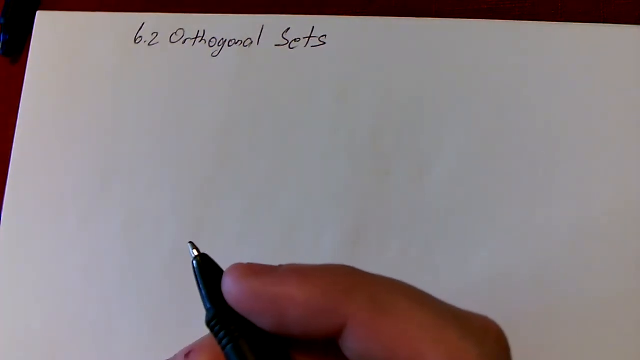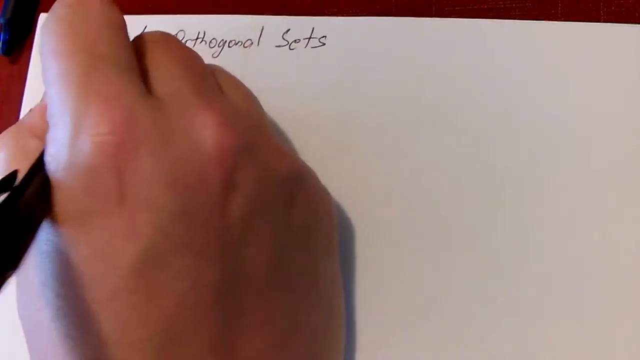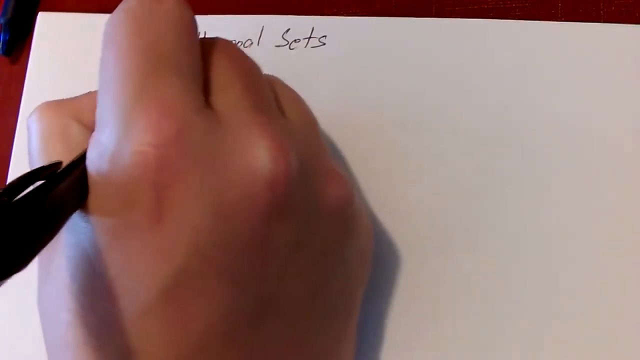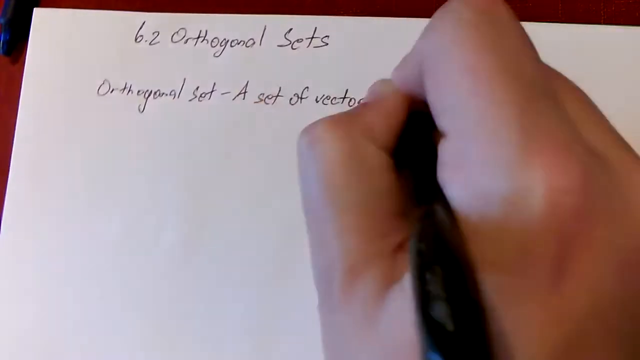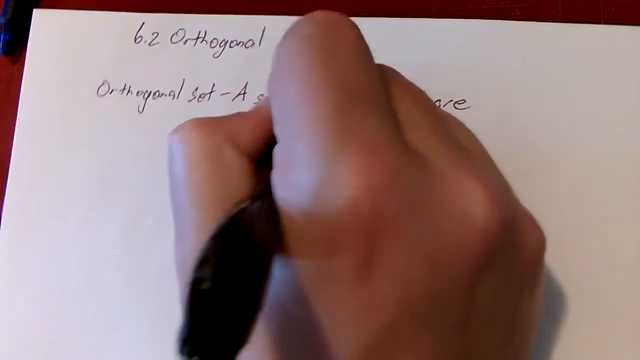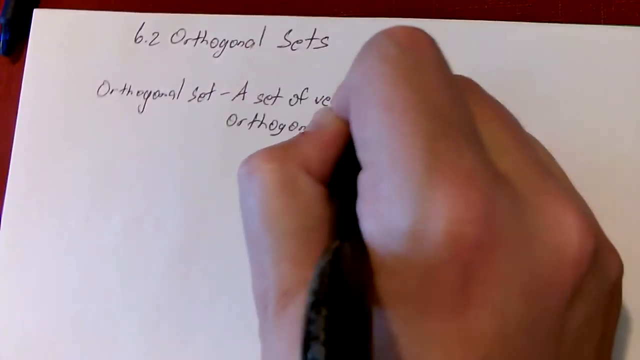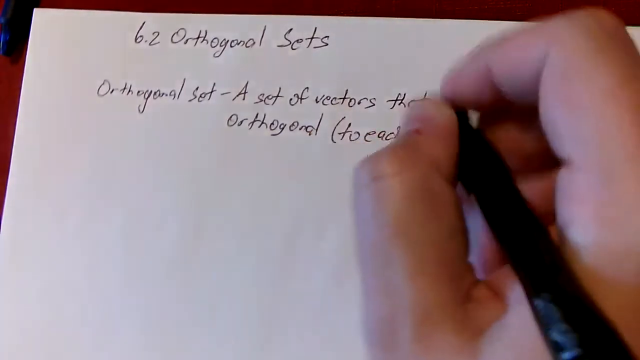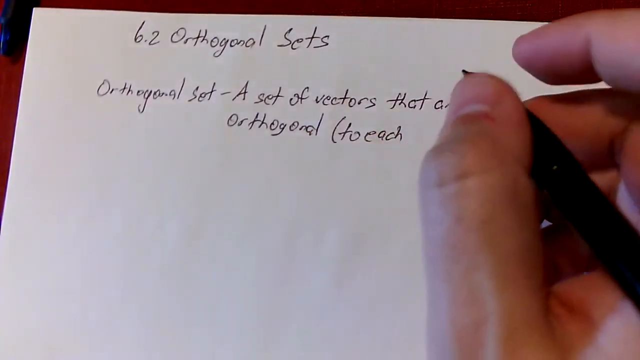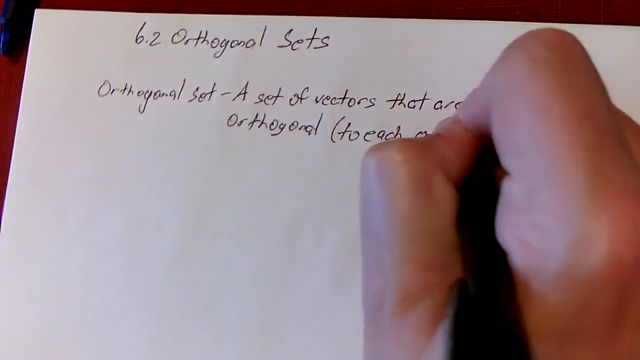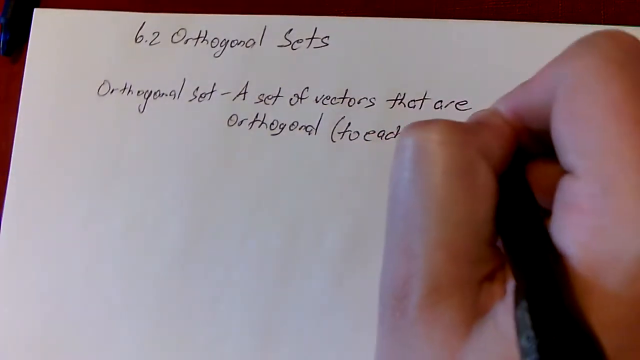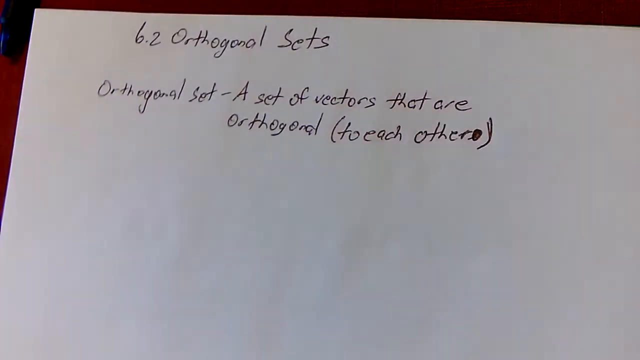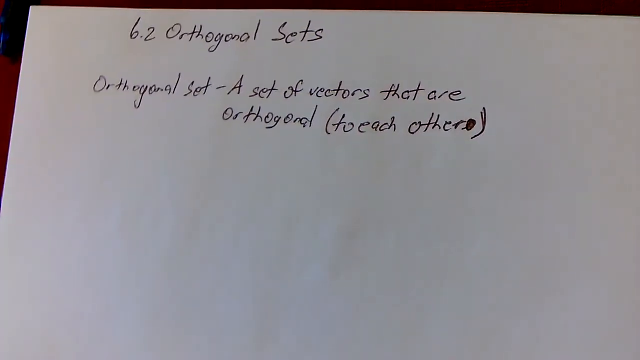So our first definition is for an orthogonal set, and an orthogonal set is exactly what you expect it to be. It is a set of vectors that are orthogonal to each other, just refreshing our definition that orthogonality is a relationship between vectors. So a set of vectors that are orthogonal to each other, that is an orthogonal set.